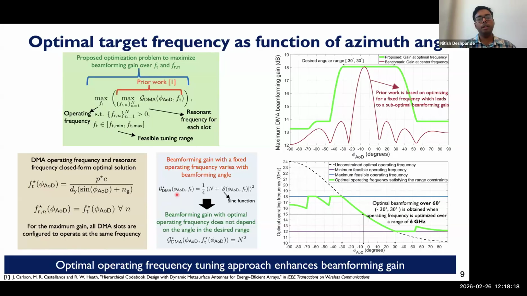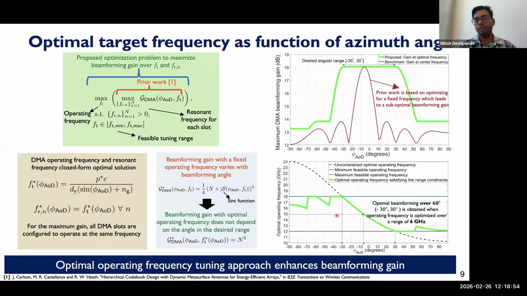We can express the beamforming gain in terms of this function here, which depends on the beamforming angle. So let's look at in what conditions we can get the maximum n squared gain. We see that in this plot, this n squared gain is possible only in this regime of 60 degrees. And that is because the DMA has a specific operating frequency. In this plot, it's 12 to 18 gigahertz.